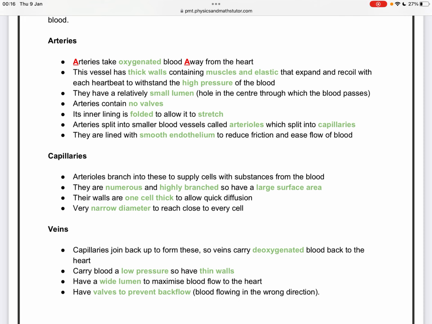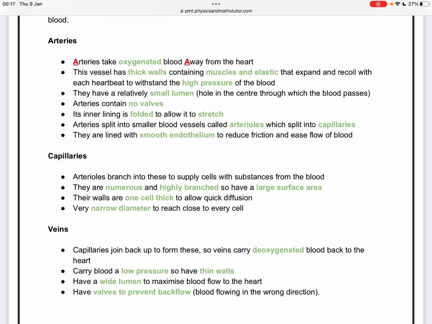Capillaries. Arterioles branch into these to supply cells with substances from the blood. They are numerous and highly branched to have a large surface area. Their walls are one cell thick to allow quick diffusion. They have a very narrow diameter to reach close to every cell.